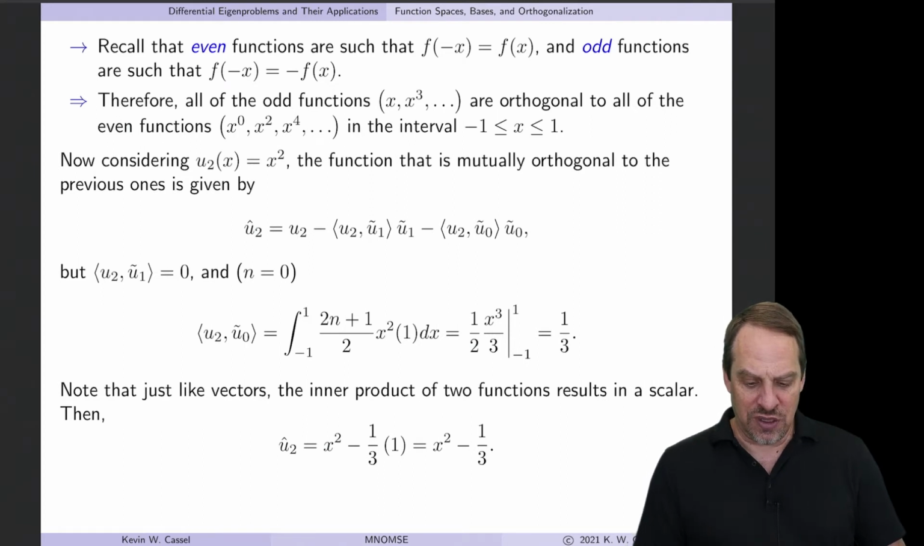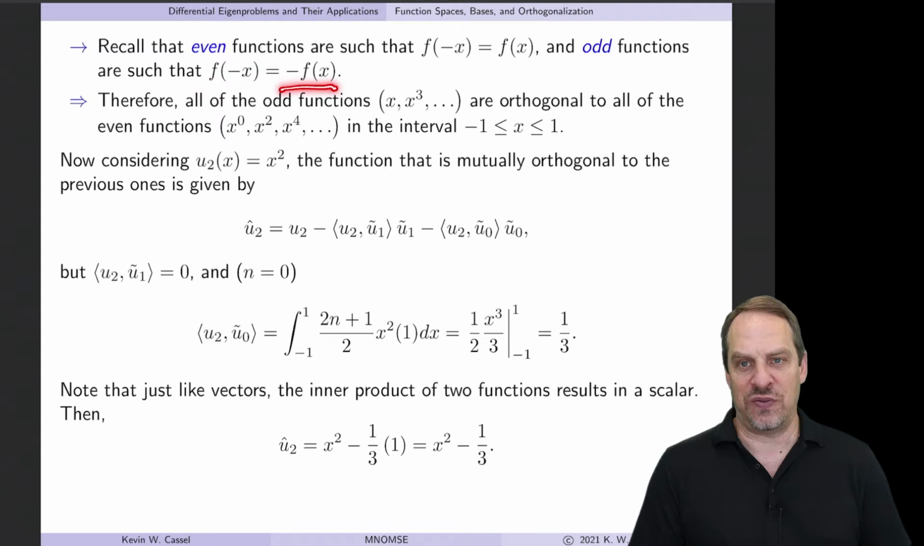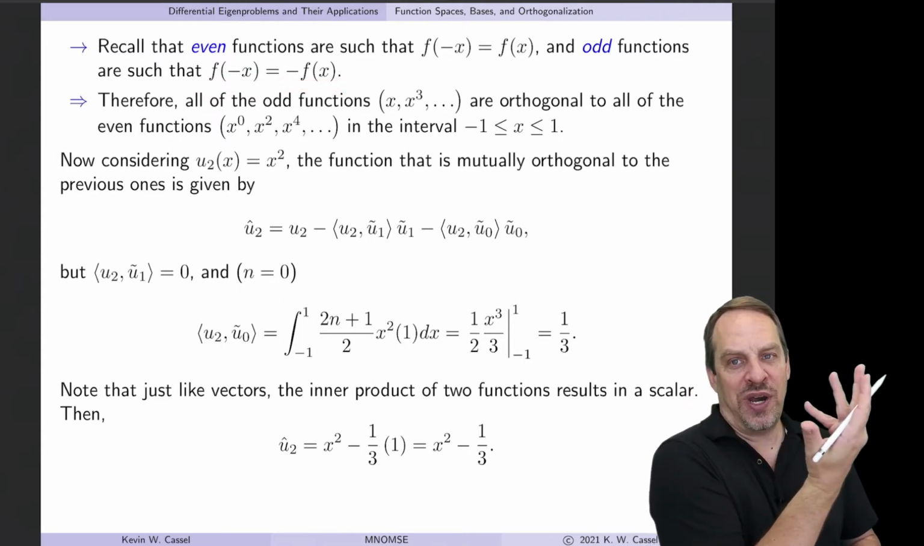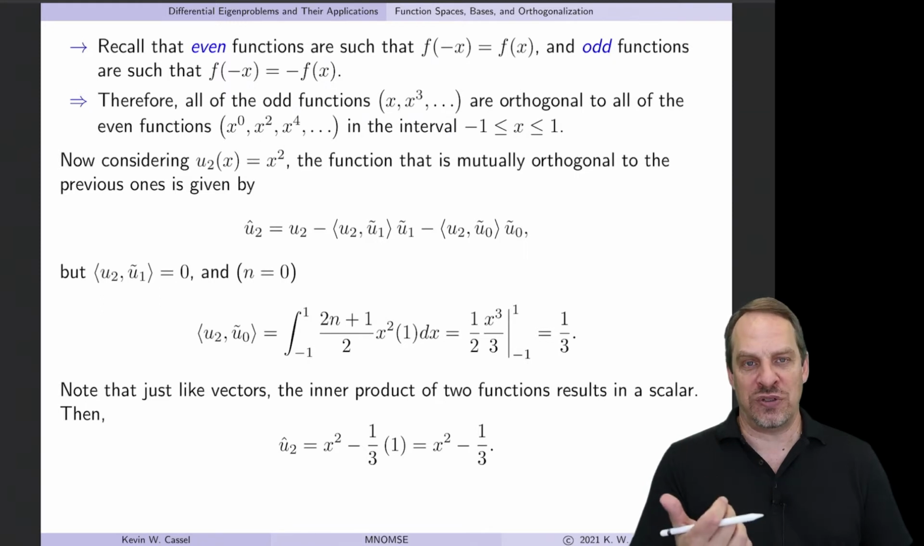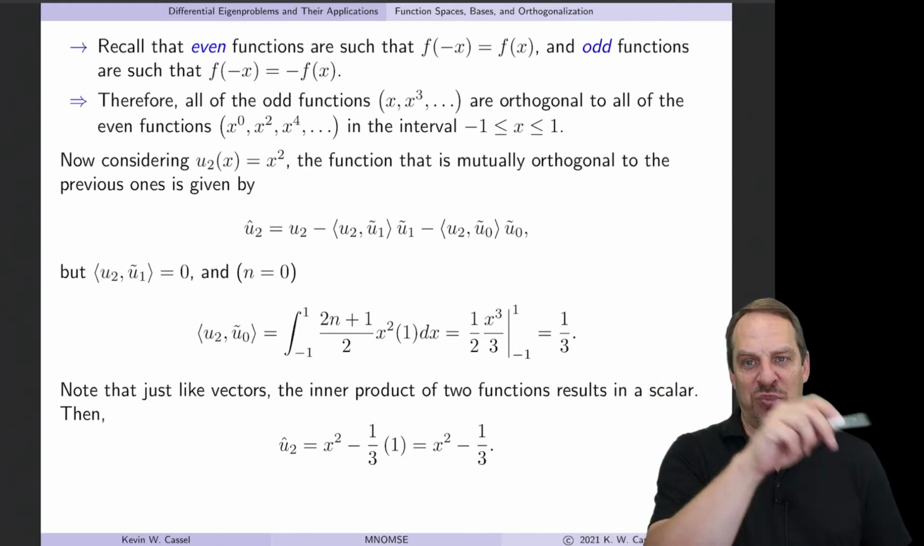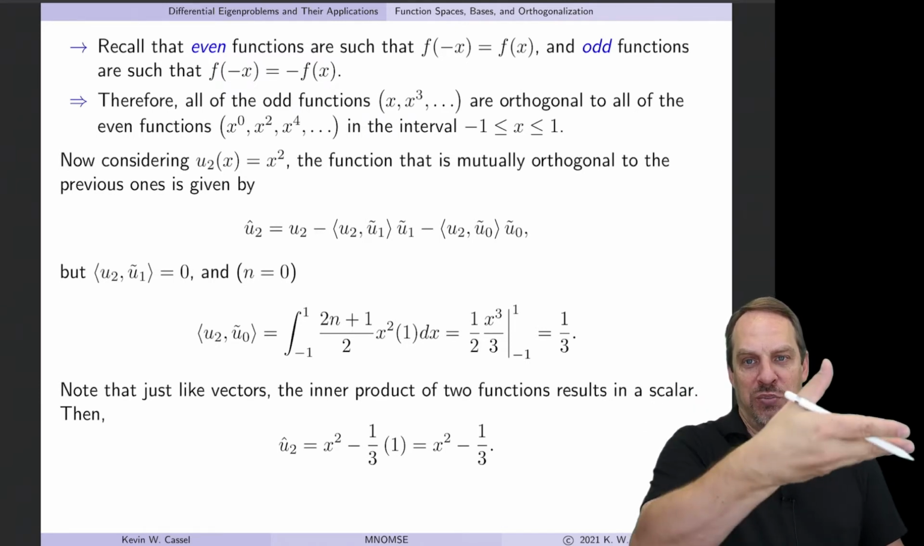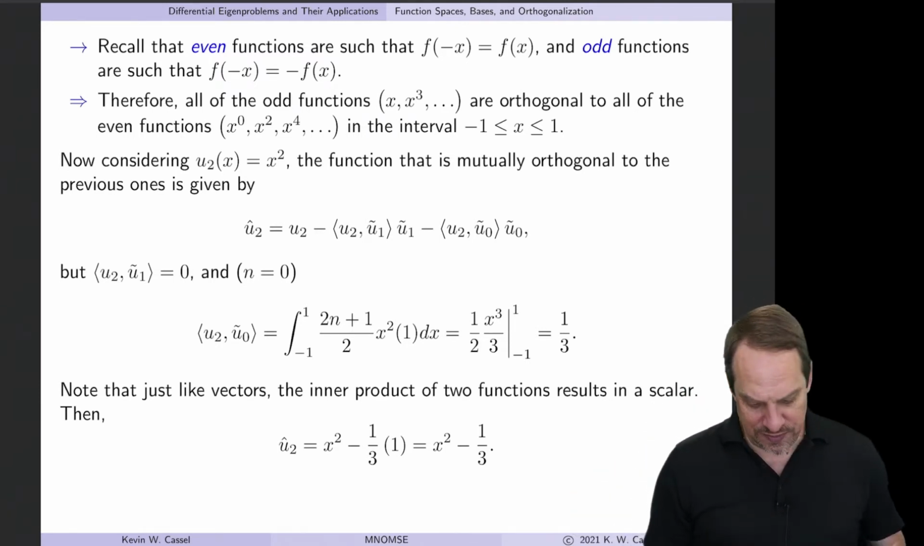On the other hand, odd functions are such that f of minus x is equal to minus f of x. So it gets mirrored around the y-axis as well as around the x-axis. So these are odd powers of x: x to the 1, x to the 3, x to the 5. So they have this property that they mirror around both axes.